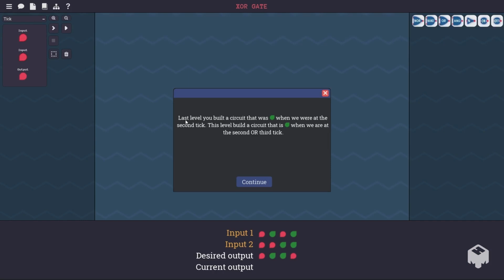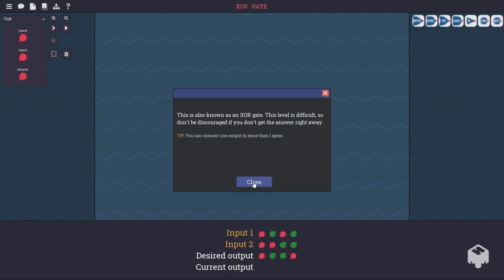Last level, you build a circuit that was on when we were at the second tick. This level, build a circuit that is on when we are at the second or third tick. This is also known as the XOR gate. This level is difficult, so don't be discouraged if you don't get the right answer.